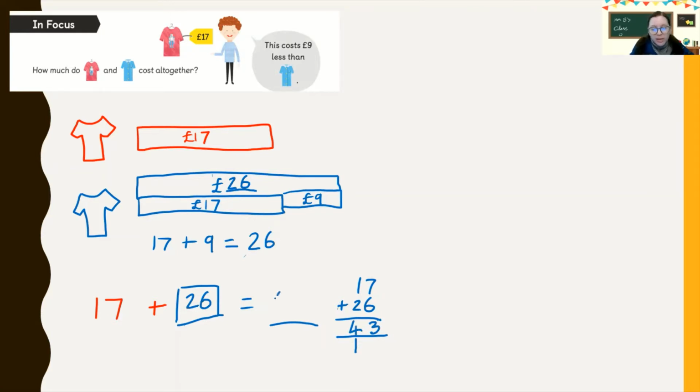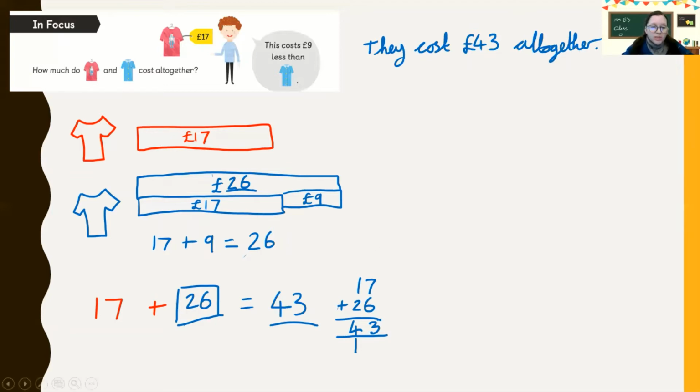So £43 for 2 shirts. That is our answer. How much do the red shirt and the blue shirt cost all together? So you can write in your words, they cost £43 all together. Brilliant. Now, you might have represented this problem in one of many different ways.